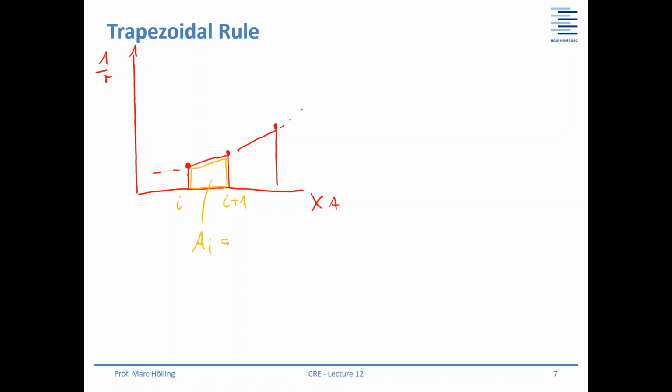A_i is 1 over R at the position i plus 1 over R at i.